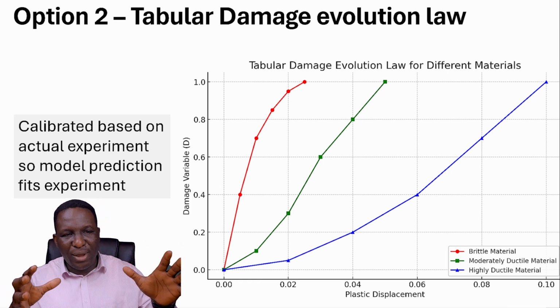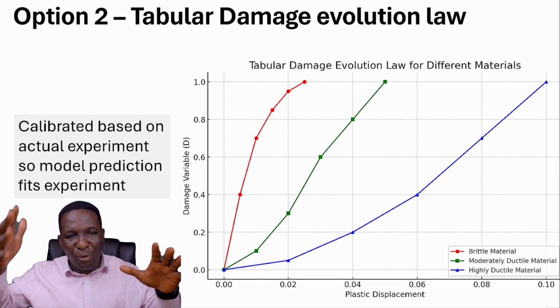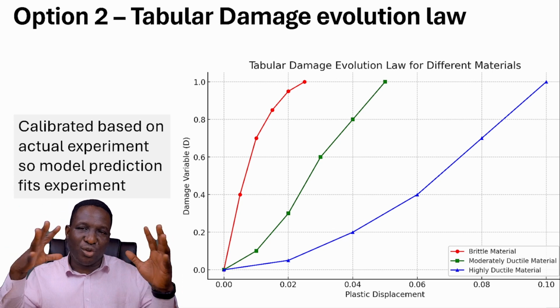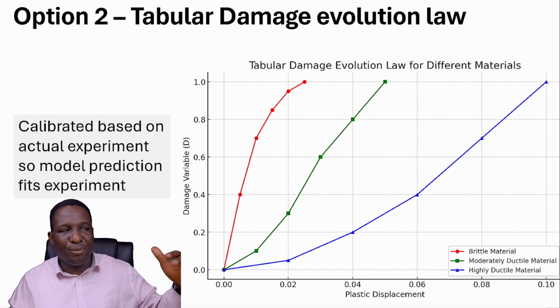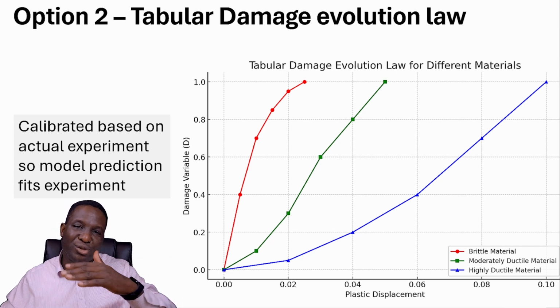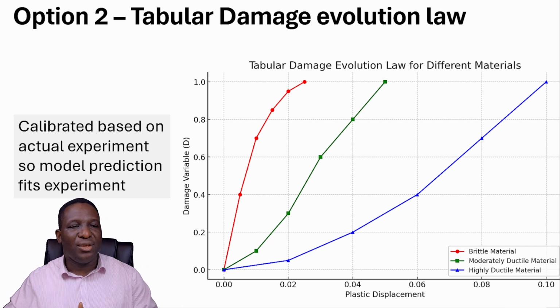experiment. So if you get to a point where you're running a simulation, you find that your post-yield or damage evolution is not working well, then try and calibrate some sort of damage variable, providing tabular data until you get a perfect fit within your material.